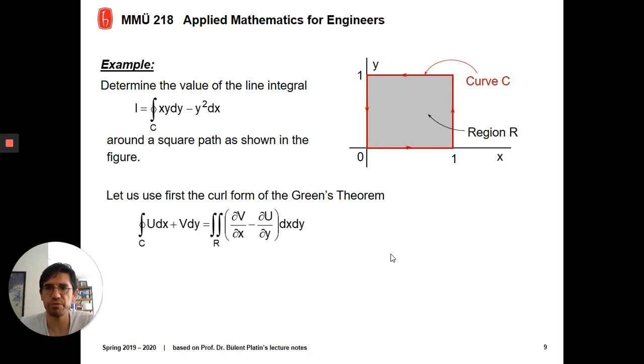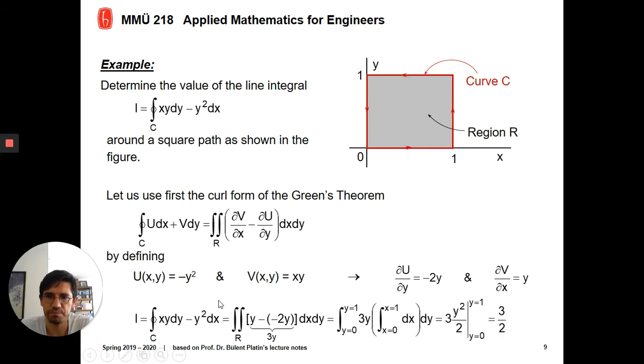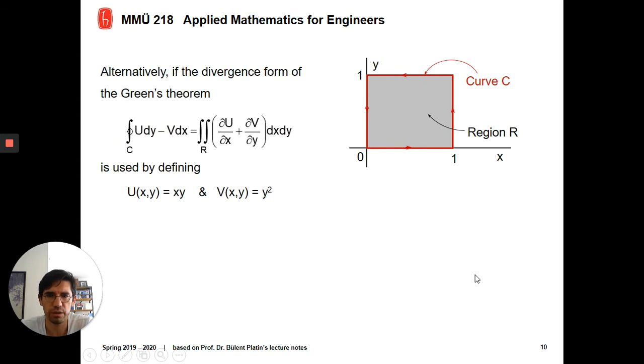Let's solve it with the curl form first. So we need to define these as u and v, and for the right hand side I can take the first derivatives and put them into my double integral here. It will be 3/2. So you can look at this on your own. I'm not going to literally spell out every operation there.